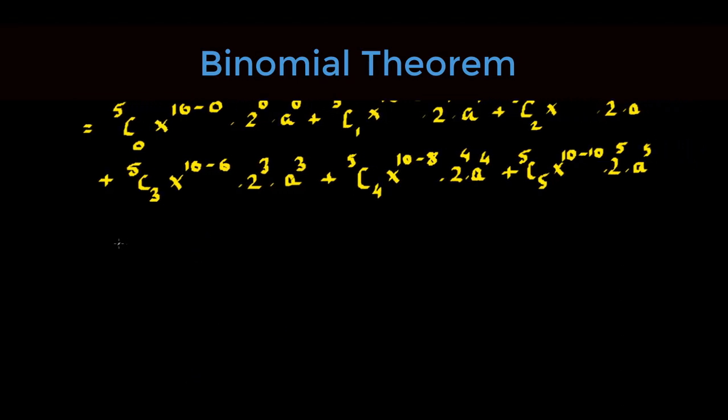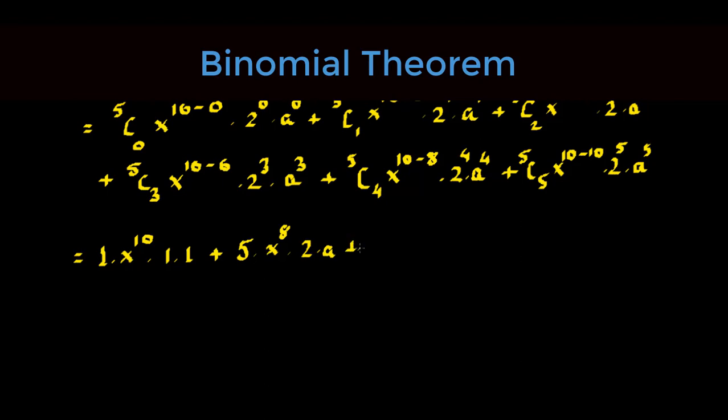Yes, so we're done now. Done with the expansion, and what we have to do is calculate the coefficients and the individual index values. So 5c0 is 1, then we have x raised to the power of 10, 2 to the power of 0 is 1, times a raised to the power of 0 is 1, so this is 1. Then 5c1 is 5, x raised to the power 10 minus 2 gives us x raised to the power of 8, then times 2 times a.